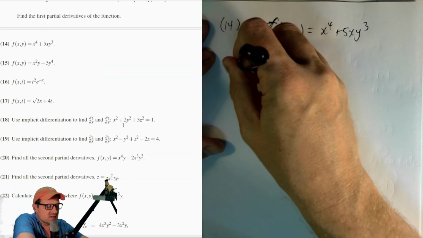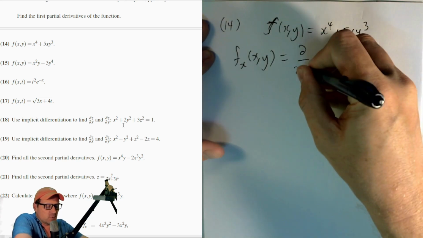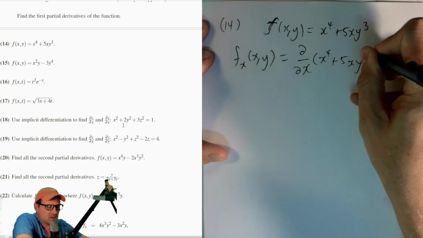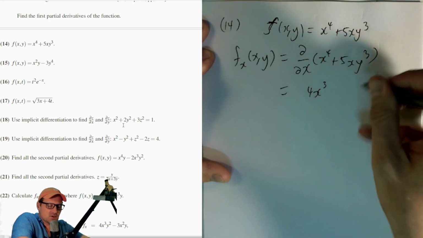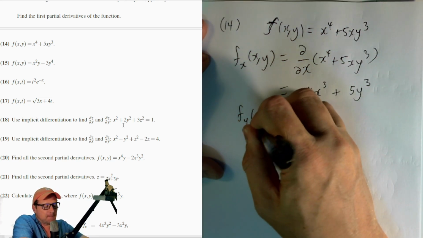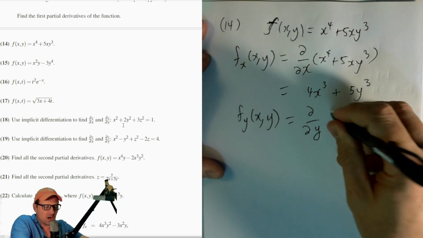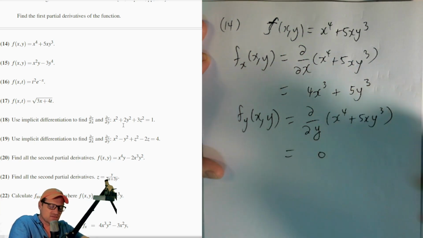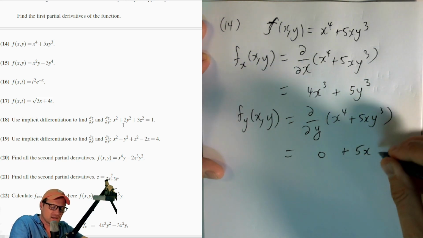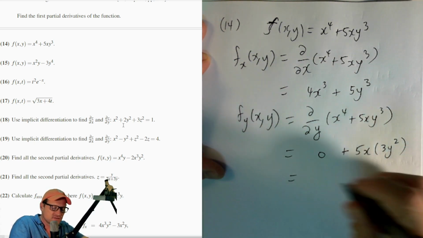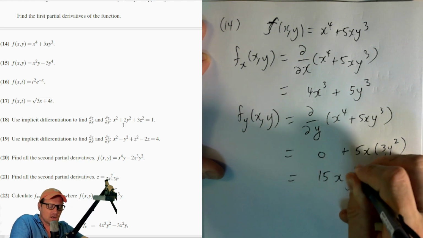So we want f subscript x, the derivative with respect to x of x to the 4th plus 5xy cubed. So that's 4x cubed plus 5y cubed. Okay, now f subscript y is the derivative with respect to y of x to the fourth plus 5xy cubed. So we have 0 plus 5x times 3y squared, which gives us 15xy squared.